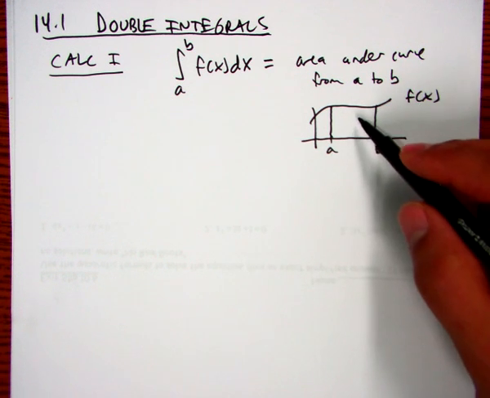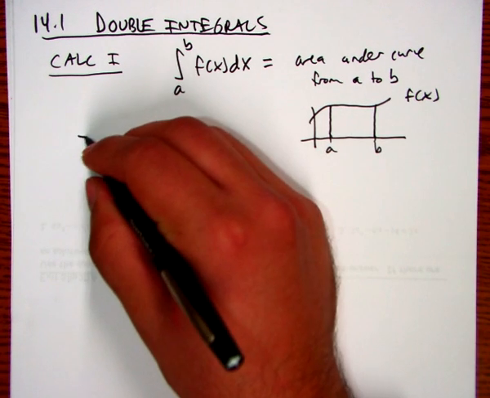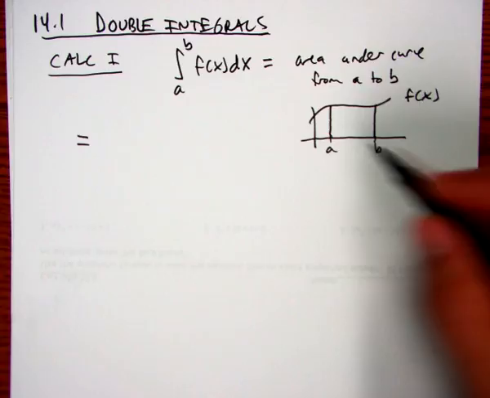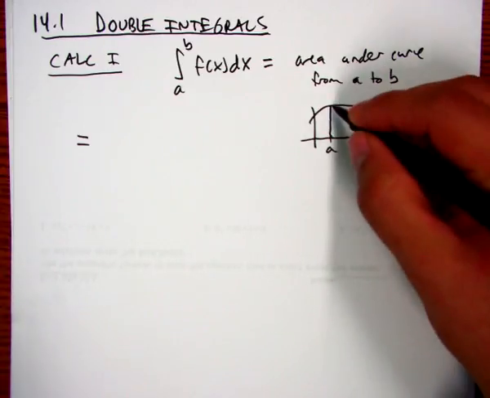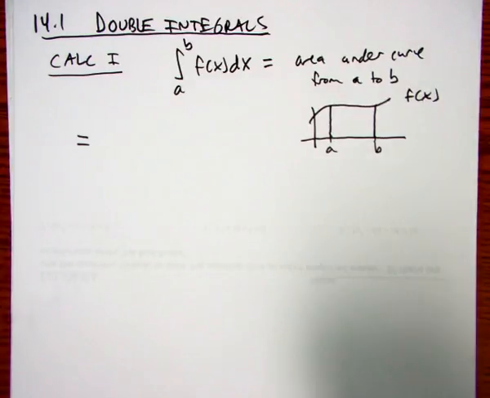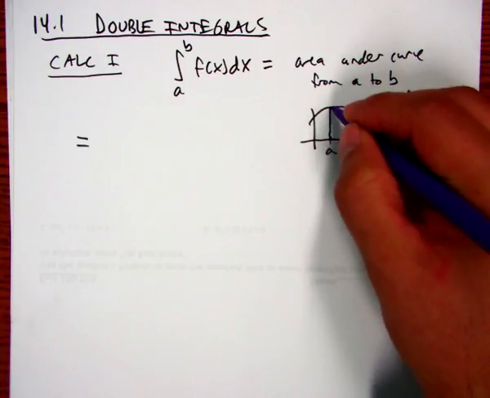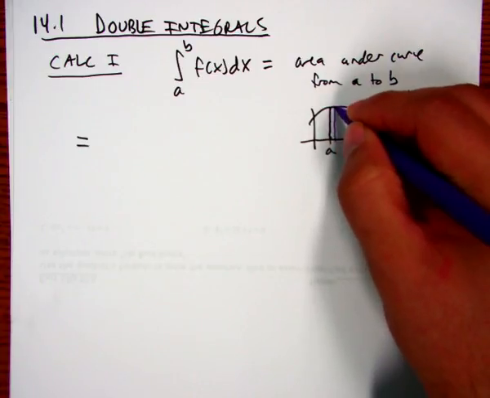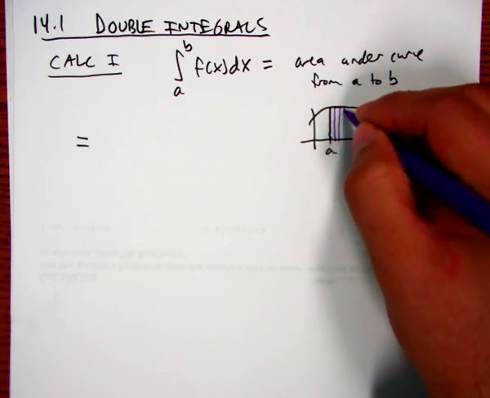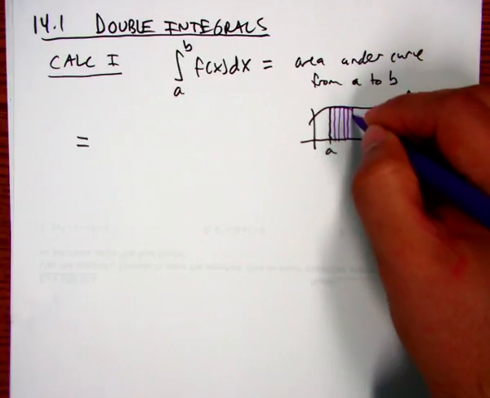Now, you also defined it if you partitioned the interval into several points and separated it into little tiny rectangles. Does this look familiar? Yes. I think we called those the Riemann sums.